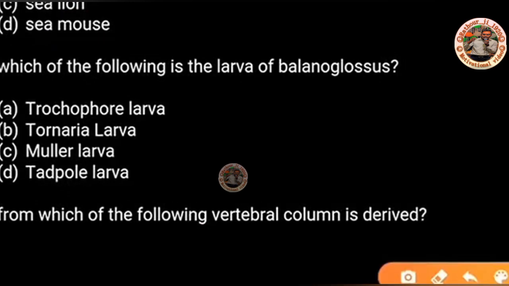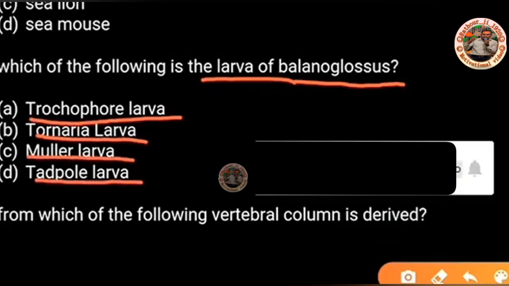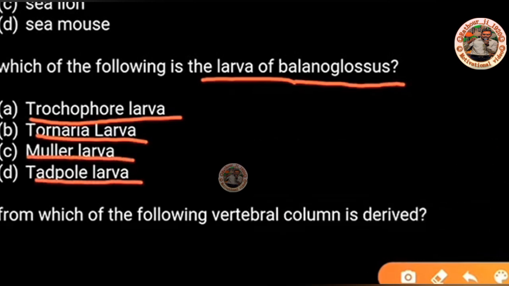Question 24. Which of the following is the larva of Balanoglossus? Option A, Trochophore larva. Option B, Tornaria larva. Option C, Muller larva. Option D, tadpole larva. So the right answer is option B. Tornaria larva is the larva of Balanoglossus, while Muller larva is the larva of Turbellarian, and tadpole larva is the larva of frog, and Trochophore larva is the larva of phylum Mollusca and Annelida.